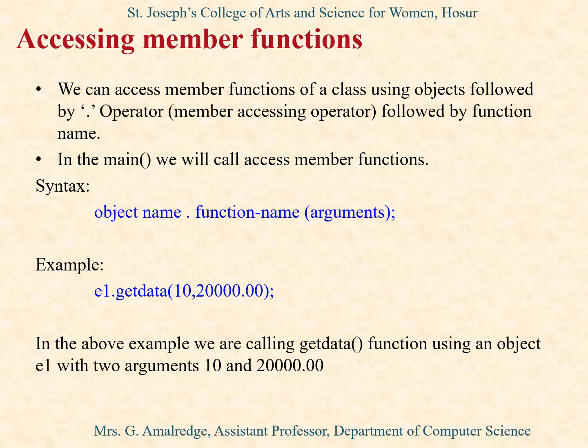Accessing member functions. Once the member functions are defined, we can access those member functions with the help of the dot operator. This is the syntax for accessing a member function: object name dot function name with argument list. And here is an example, e1.getData(10, 20000). In the above example, we are calling the getData function using an object e1 with the two arguments 10 and 20,000.